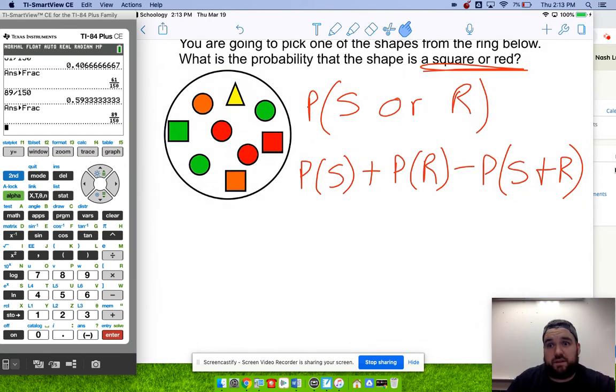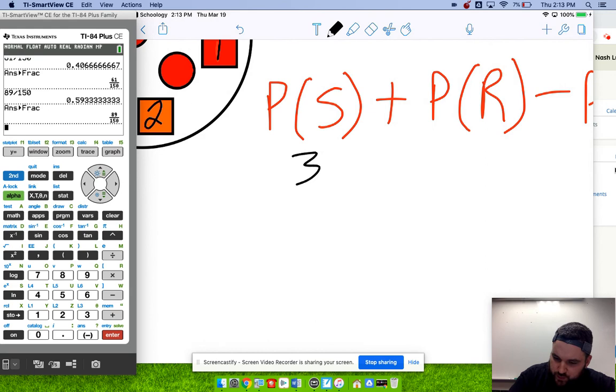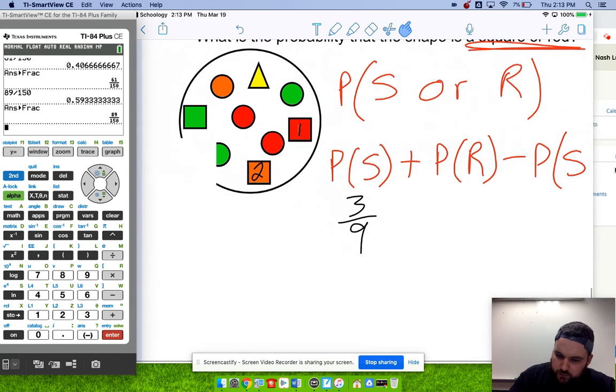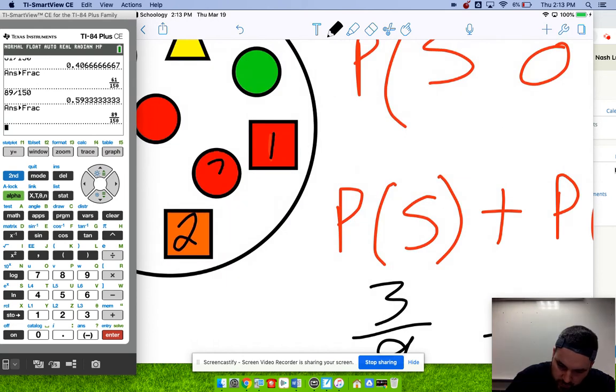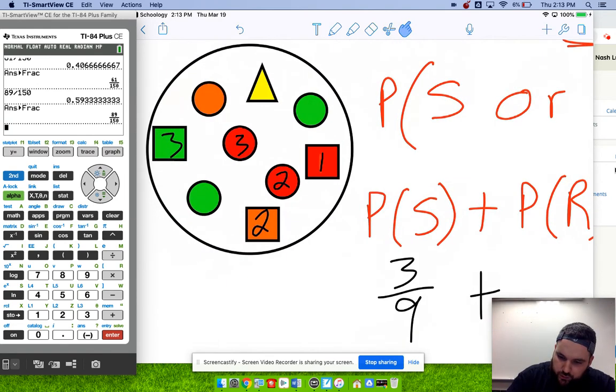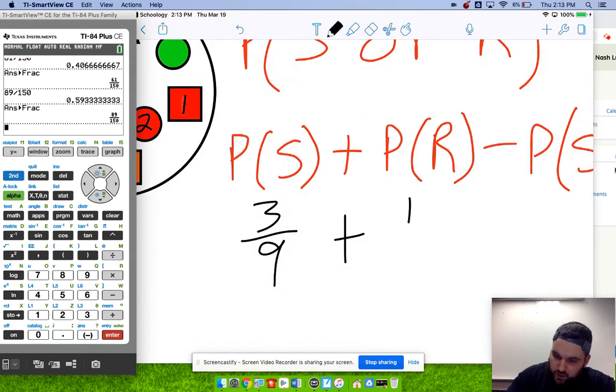So what's the probability if I pick one item that it's a square? Well, in here I count 1, 2, 3 squares. So this would be 3 out of 9. I think there's 9. 4, 5, 6, 7, 8. Yeah. So 9 items total. What's the probability that I pick a red shape? Well, the red shapes are 1, 2, 3. There are 3 red shapes total in that ring. So this would be 3 out of 9, which would reduce to 1/3.